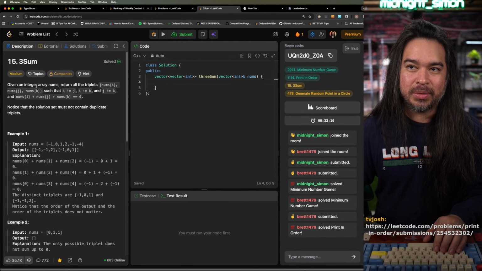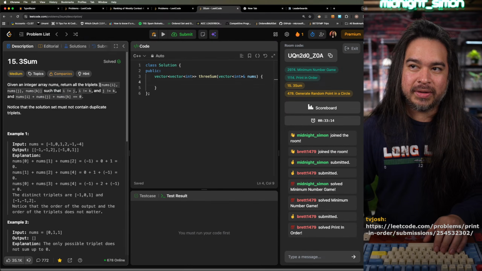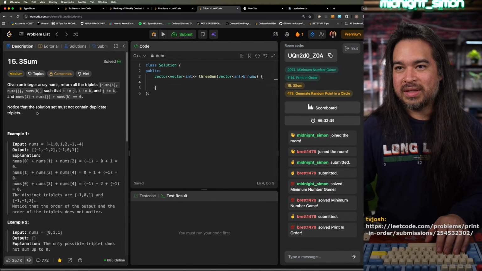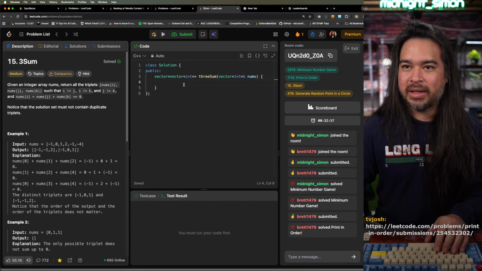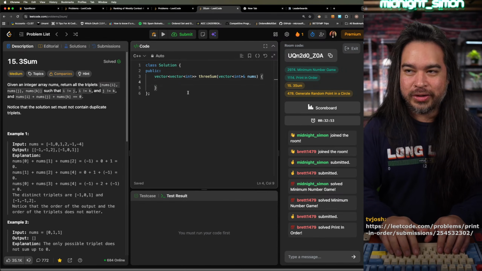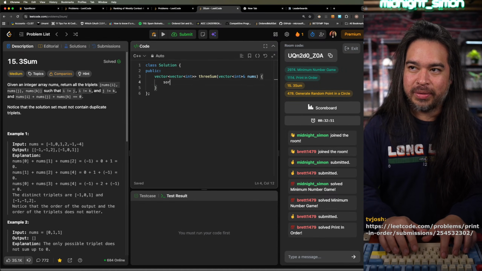Given an integer array nums, return all the triplets nums[i], nums[j], nums[k], such that i is not equal to j, i is not equal to k, and j is not equal to k, and nums[i] plus nums[j] plus nums[k] is equal to 0. Notice that the solution set must not contain duplicate triplets. Always struggle with this problem. I'm going to try and do it though.